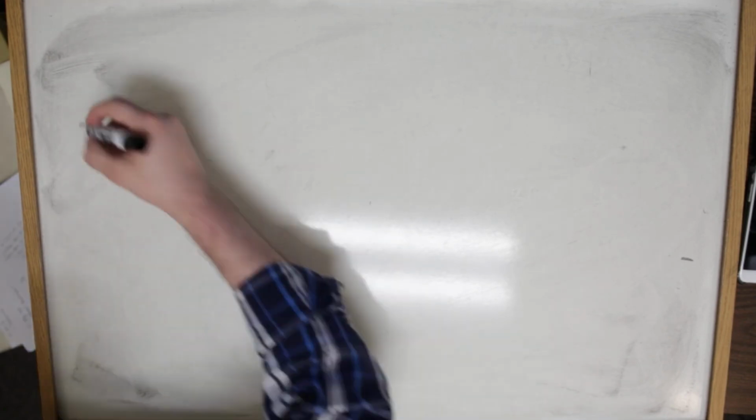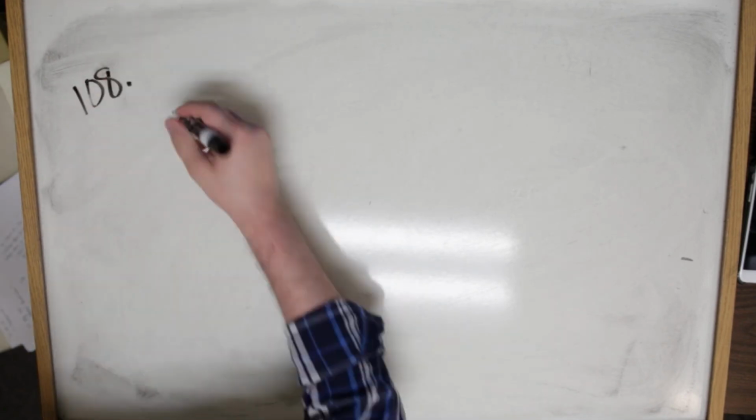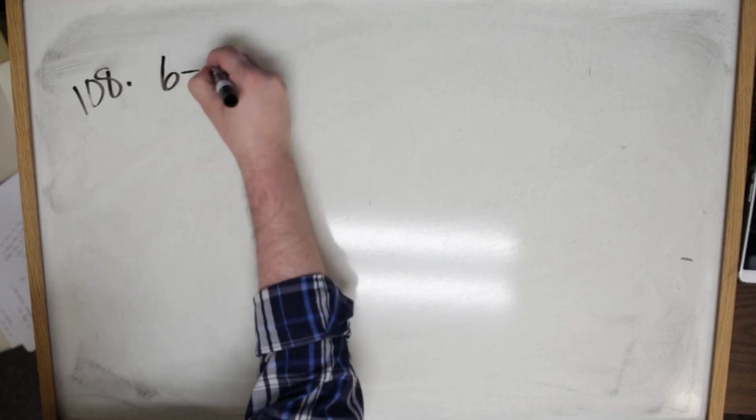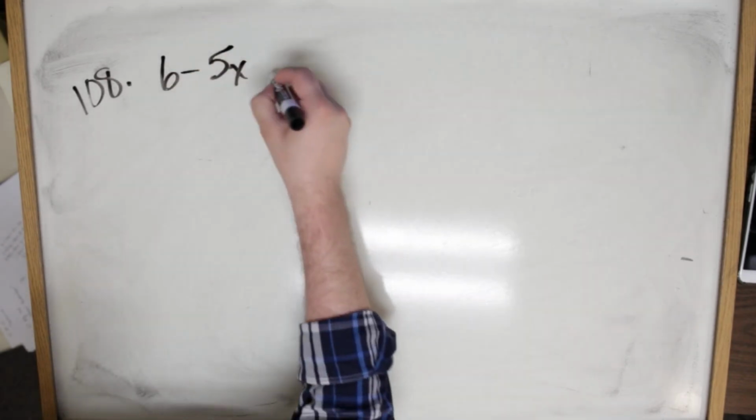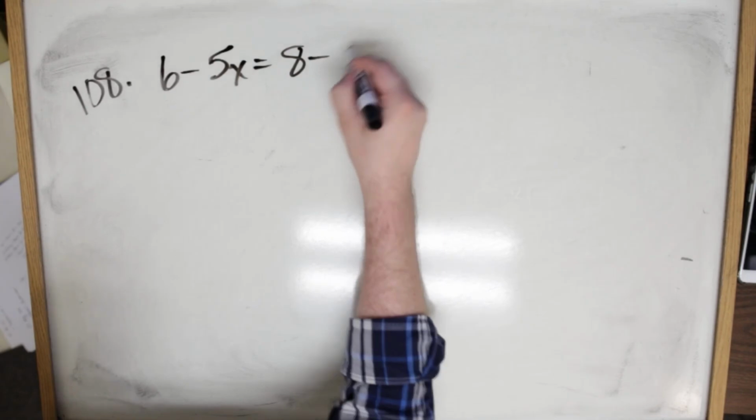Okay, let's go ahead and do just a few more problems, and hopefully ones that don't involve a lot of fractions. Because those are no bueno. Gotta zoom out here. Give me just a second. Okay. We'll do 108. 6 minus 5x is equal to 8 minus 3x.